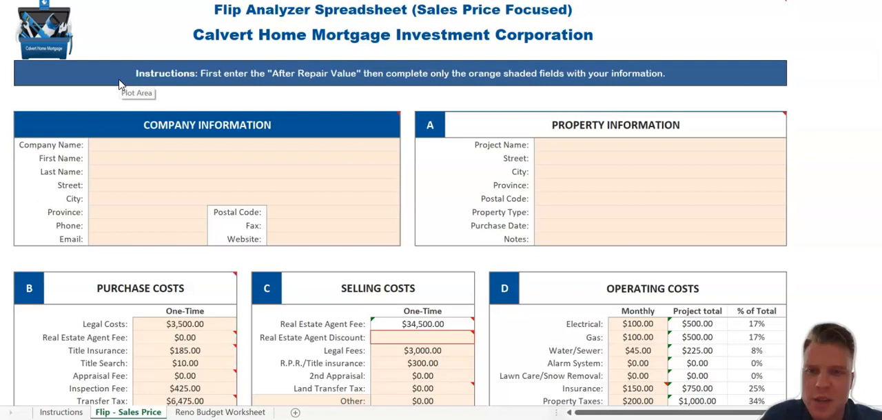Spending a few quick minutes here to run through our Flip Analyzer Excel spreadsheet tool, to use this to your advantage for all your flip deals. So without further ado, let's jump into it.